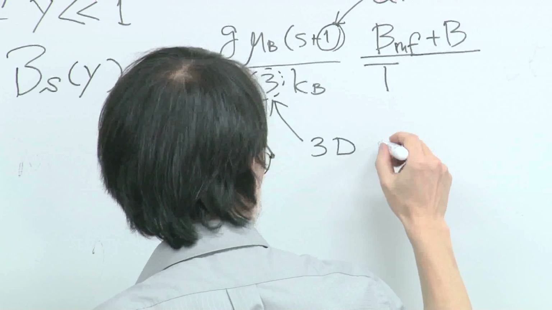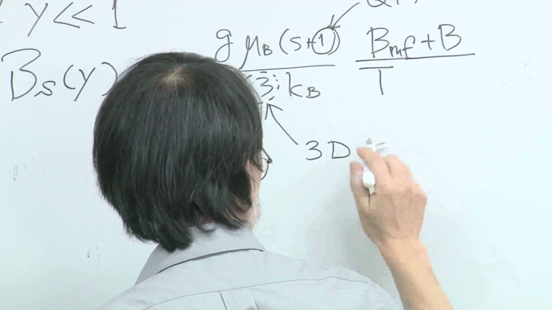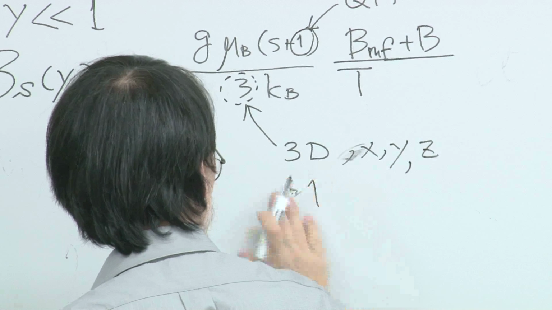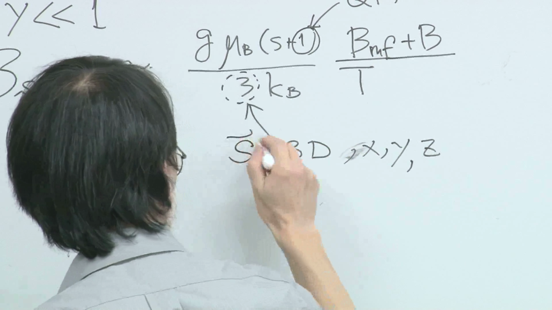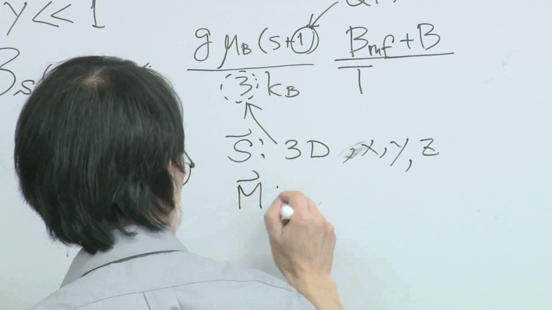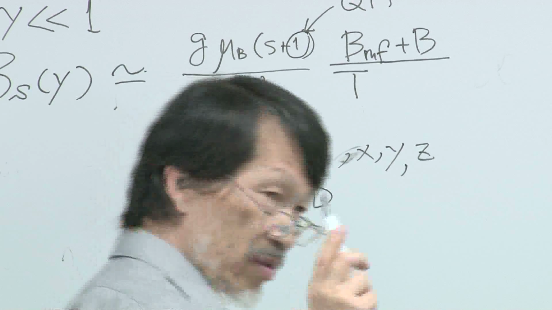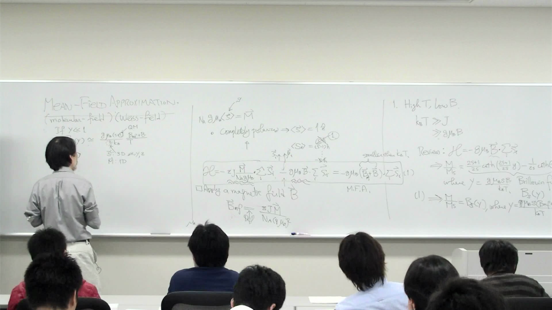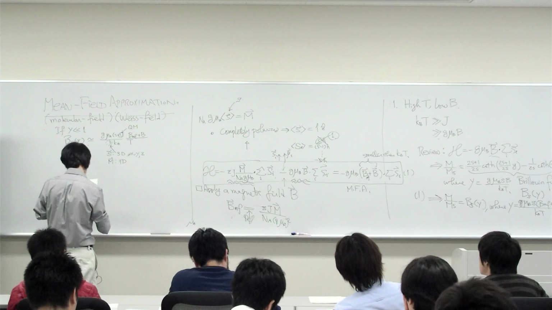So the spin is a 3-dimensional object. It has x and y and z, whereas with magnetization you're talking about something in one special direction, right? That's why I have a factor of 3. Okay.